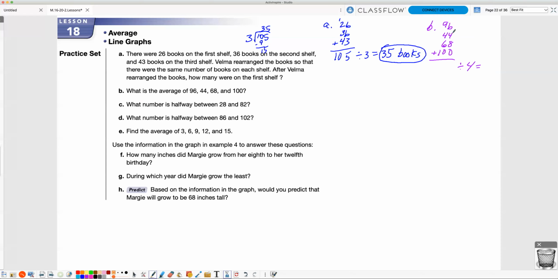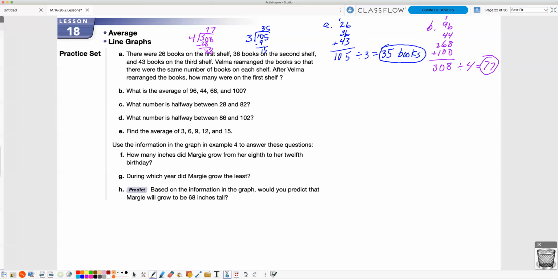So 8 plus 4 is 12, plus 6 more makes 18. 1 plus 9 is 10. 6 plus 4 is 10. So this is 20. I'm going to carry the 2 right here. 2 plus 1 makes 3. Now I need to do 308 divided by 4. Let me just do that over here. 7 will go in there 28 times. Subtract that. I get 28 here, and 28 divided by 4 would be 7. So that means the average for letter B would be 77.